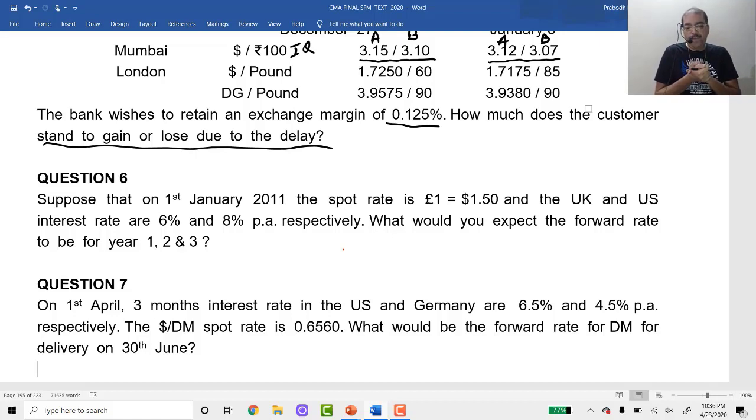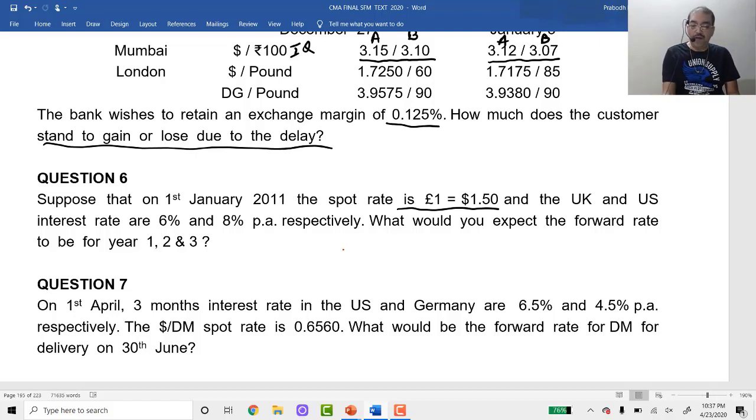Suppose that on 1st January 2011, the spot rate is £1 equal to $1.50 and the UK and US interest rates are 6% and 8% per annum respectively. What would you expect the forward rate to be for the first, second and third year? Now for these types of questions, I have to write the rate in a particular format. That format is 1 unit of the currency is equal to how much? They have given the spot rate as £1, so I will write 1 unit, that means £1 is equal to $1.5. That is the format in which I write the rates for this type of question.